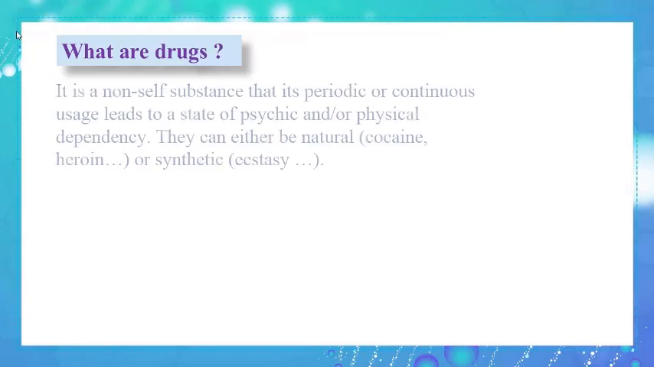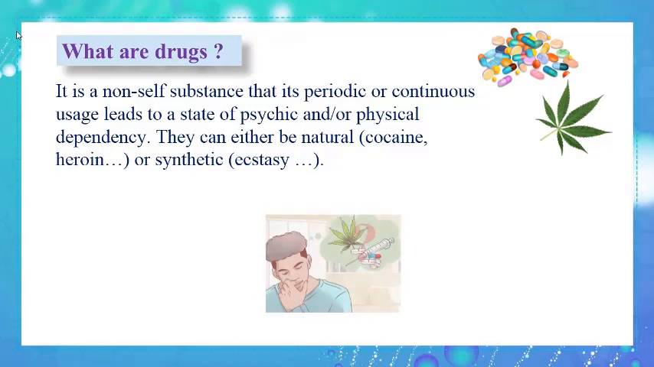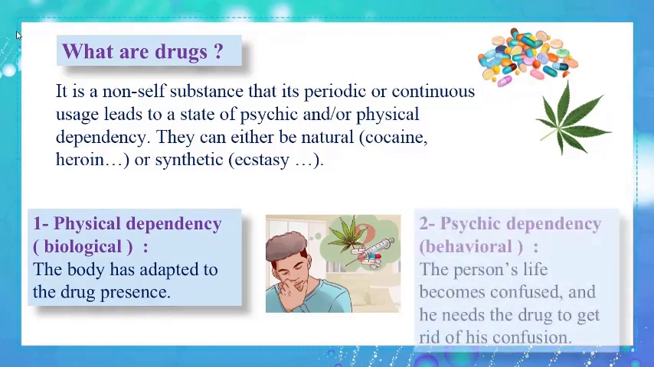Basically, a drug, whether natural or synthetic, is a chemical substance which, when taken into the body, alters the body's function either physically and/or psychologically. Such drugs exert physical dependency, whereby the body becomes biologically adapted to a drug's presence, and psychic dependency, whereby the mind asks for more drugs to satisfy its behavior and get rid of confusion.